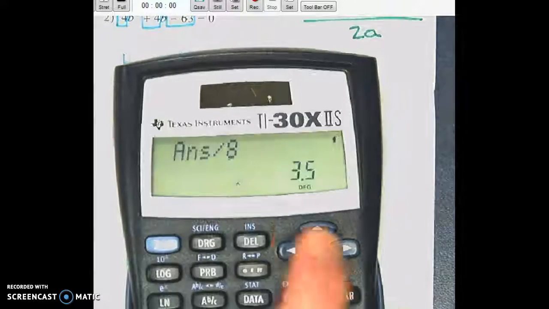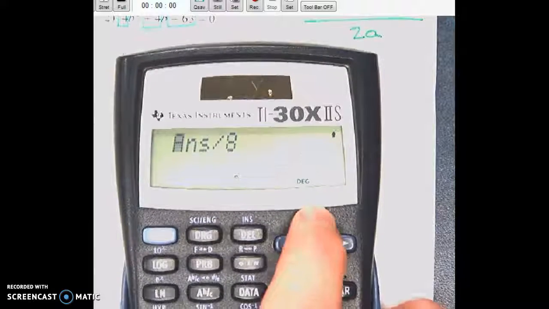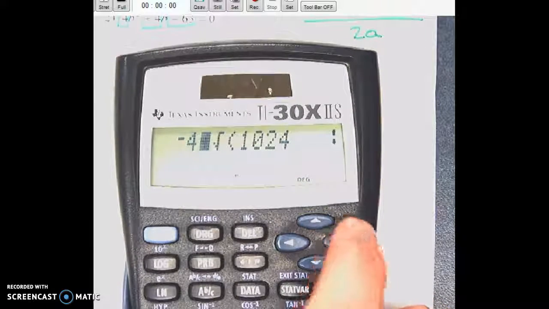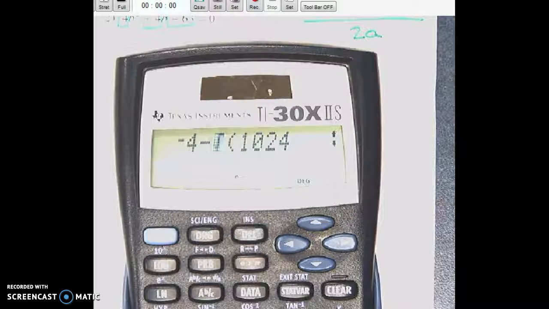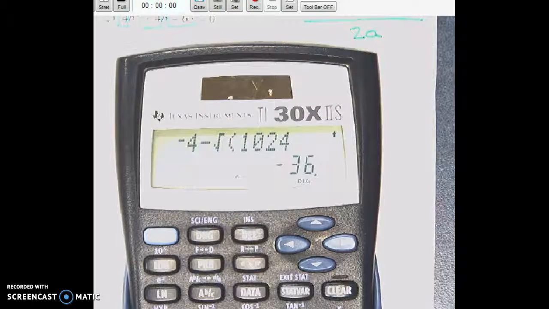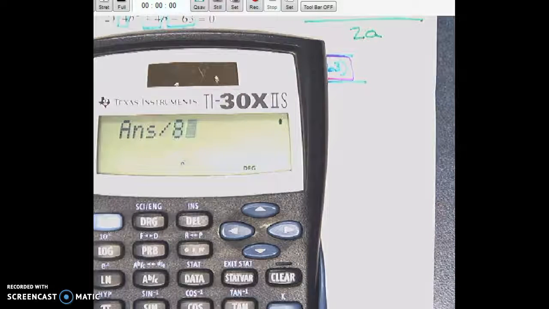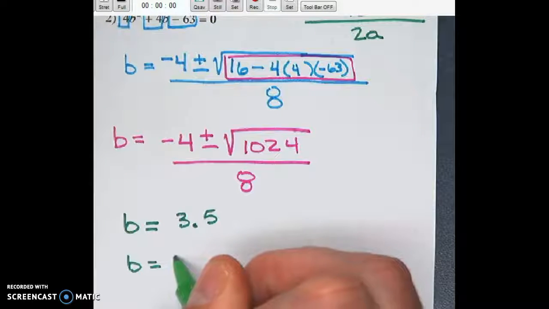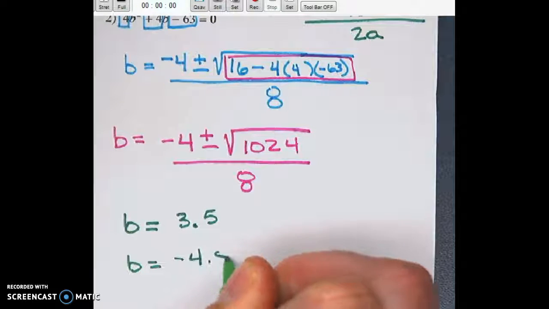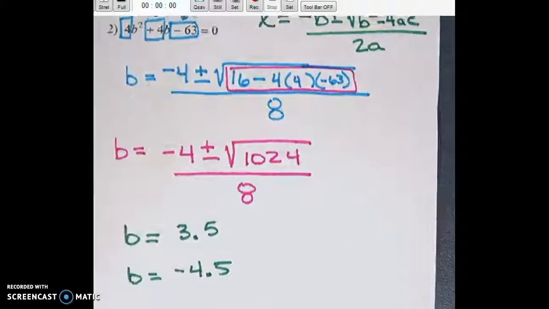So I'll just do the same thing. Again, I'm going to hit the up arrow to go back to the plus, and I'm going to hit the minus sign. Again, that's not my final answer. I still have to divide it by 8. So I'm going to take that and divide it by 8, and I get negative 4.5. So it looks like for this one I get 3.5 and negative 4.5 for my two possible solutions.